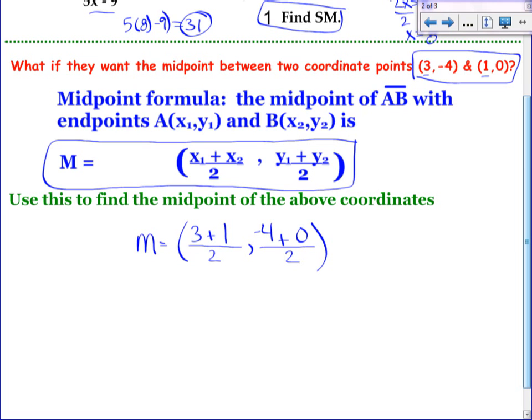Okay, now we're just going to simplify so we can say what our answer is. The midpoint would end up being, so let's think about it, 3 plus 1 and then divide by 2. 2. -4 plus 0 and then divide by 2. -2. So if you were to plot those 2 points, the point right in between them would be 2, -2.